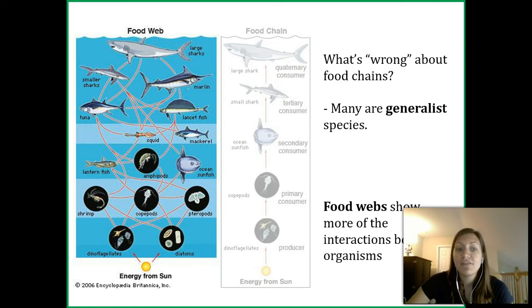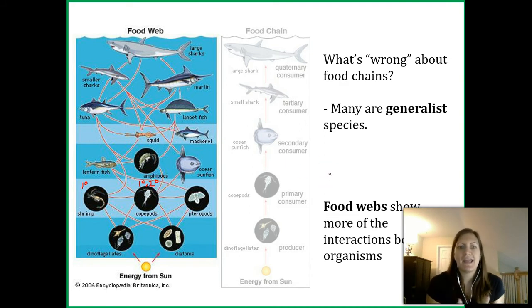And organisms can feed at different levels. So let's look at copepods. Copepods are eating these producers, which makes them a primary consumer. I'm going to show you a way to annotate this. So I'm going to put that 1 degree sign, meaning primary consumer. But they are also eating shrimp. Shrimp is a primary consumer because it's eating dinoflagellates and diatoms. So copepods are eating a primary consumer, so they are also a secondary consumer.